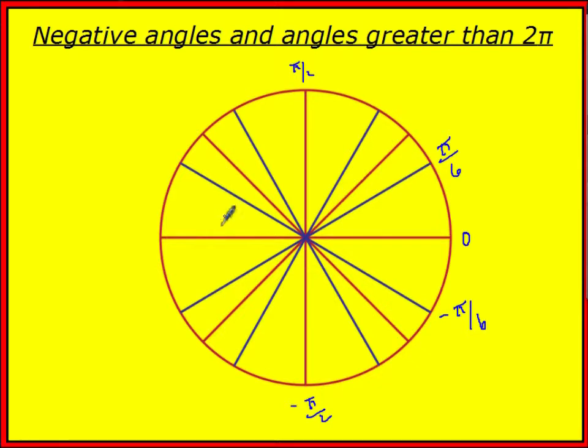Pretty simple how that works, and it goes all the way around, as far as you want to go. So that's negative angles. Let's now look at angles that are greater than 2 pi.